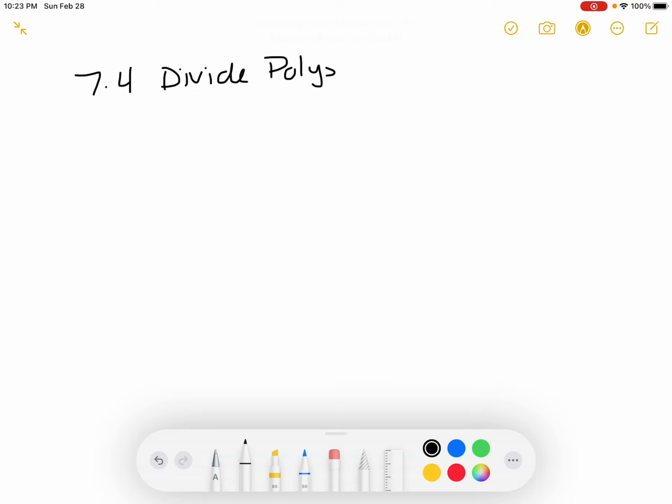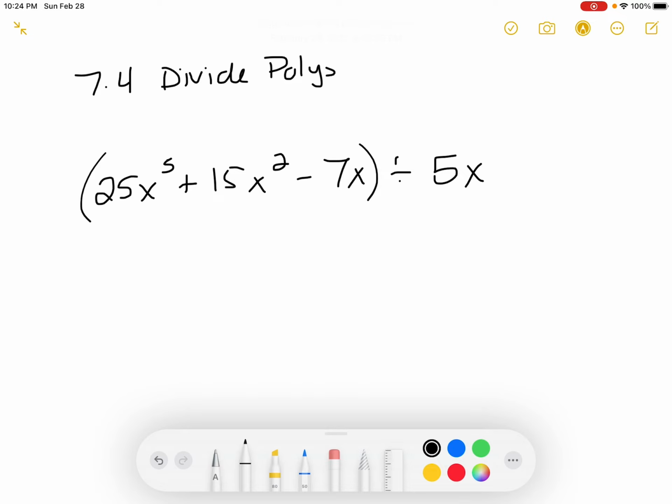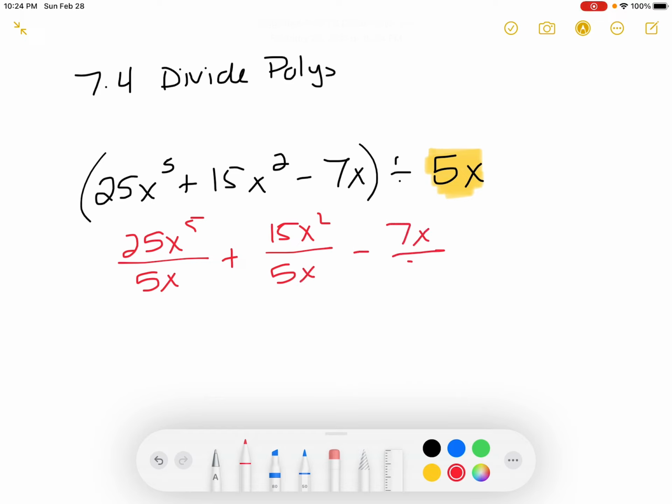So let's do 25x to the 5th plus 15x squared minus 7x, so this whole polynomial divided by 5x. Okay, so essentially what you're going to do is take what it's dividing by and put that underneath each term. So we're going to have 25x to the 5th over 5x plus 15x squared over 5x minus 7x over 5x.